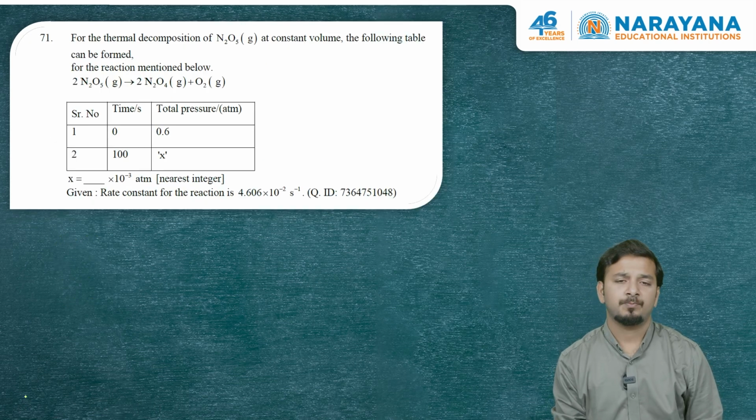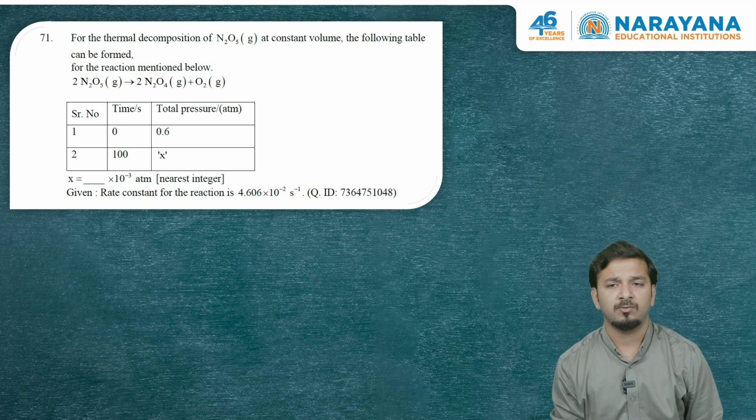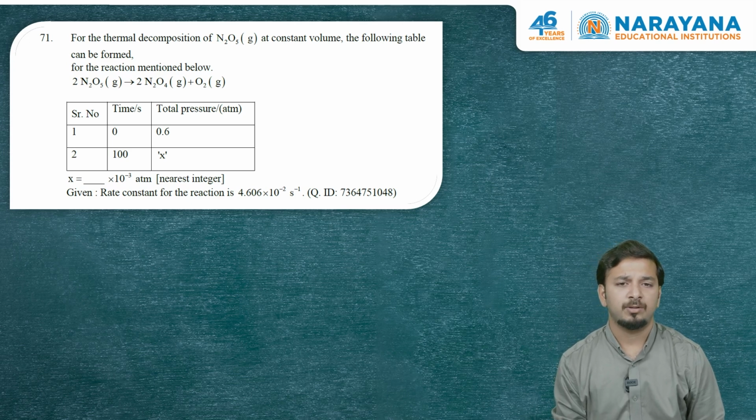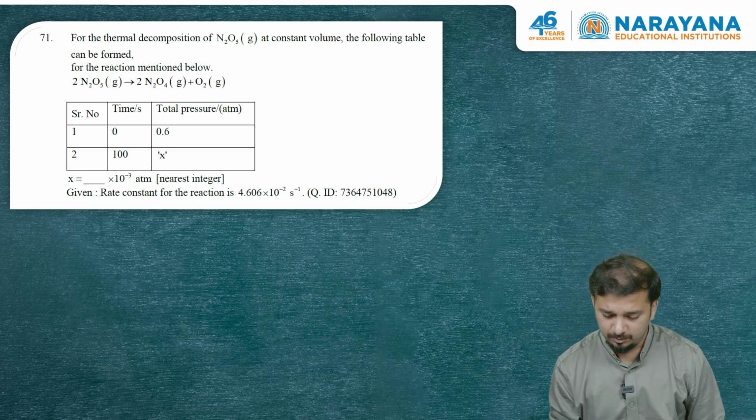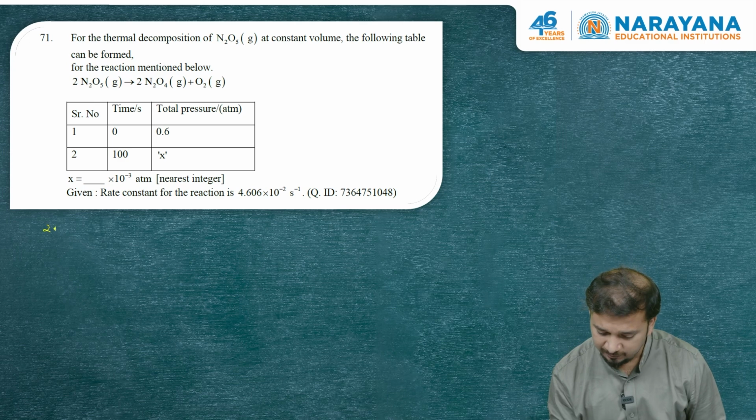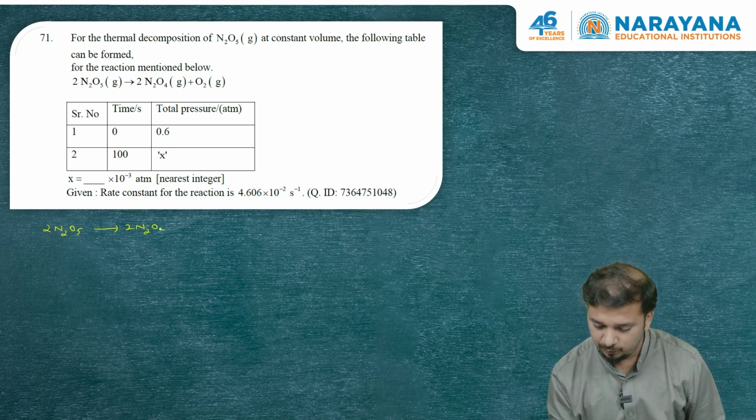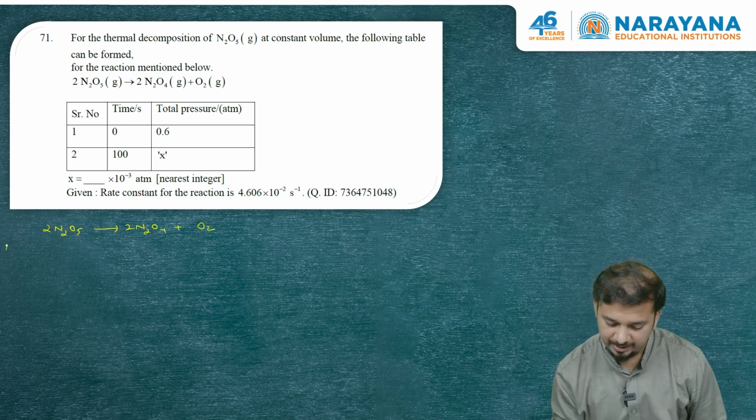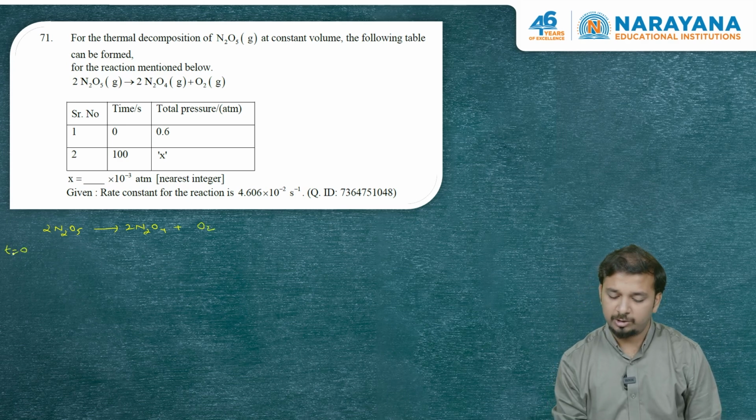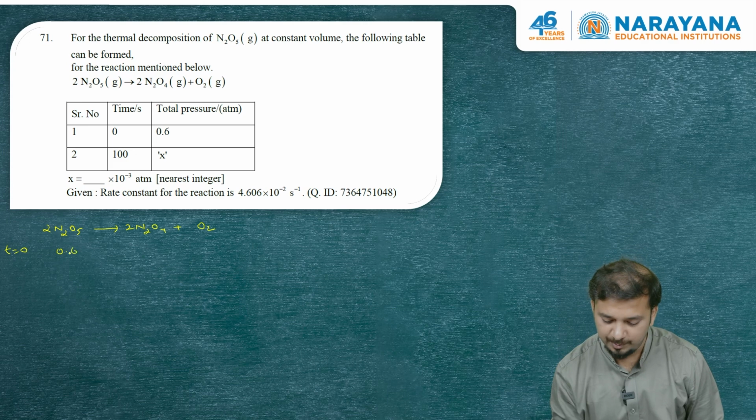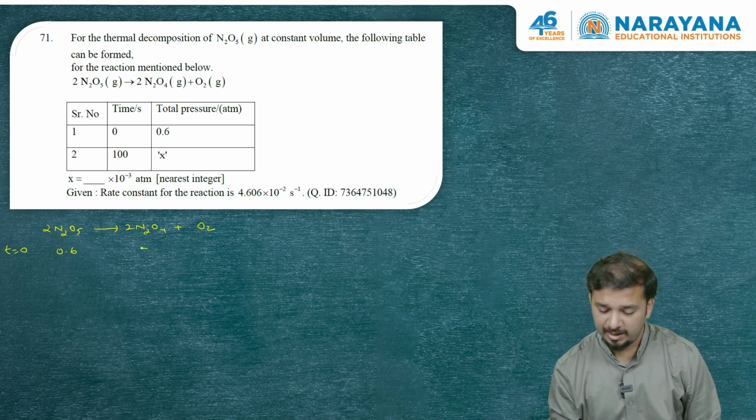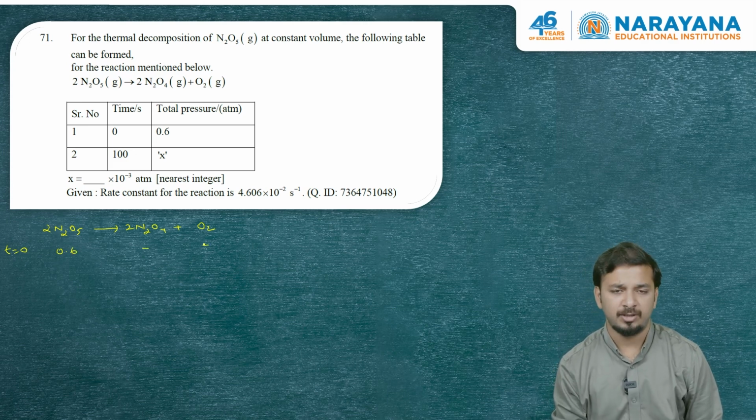Moving to next question. Question is, for the thermal decomposition of N2O5 at constant volume, the following table can be formed for the reaction mentioned below. 2N2O5 gives 2N2O4 plus O2. So reaction given is 2N2O5 will give 2N2O4 plus O2. At T equal to 0, total pressure is 0.6 atm. So total pressure will be because of N2O5 itself. N2O4 and O2 will not exert any pressure initially.